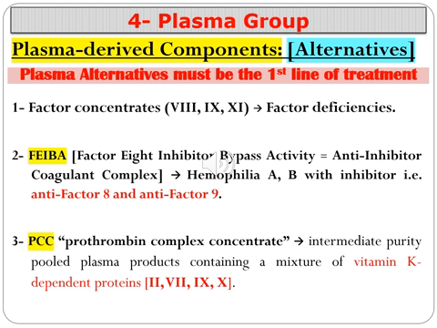The first of them is the factor concentrates, factor 8, 9, and 11, given in cases of hemophilia A, B, and C. The FEIBA, or factor VIII inhibitor bypass activity, is a factor concentrate used in hemophilia A and B which are caused by the presence of inhibitors rather than the deficiency of factor VIII and factor IX. The prothrombin complex concentrate is an intermediate purity pooled plasma product containing a mixture of vitamin K dependent proteins, namely protein 2, 7, 9 and 10.